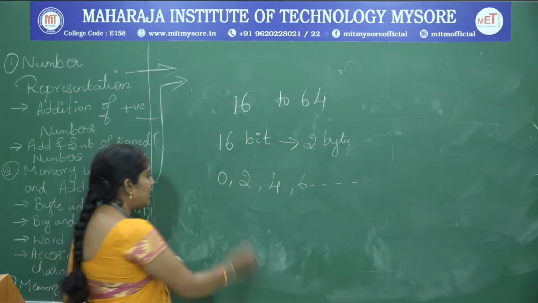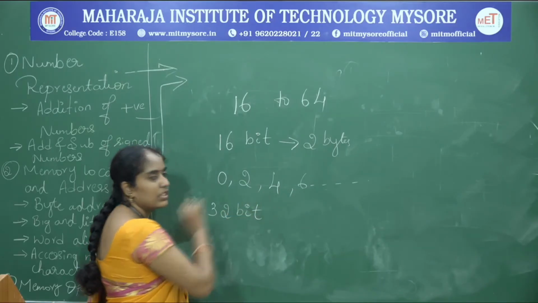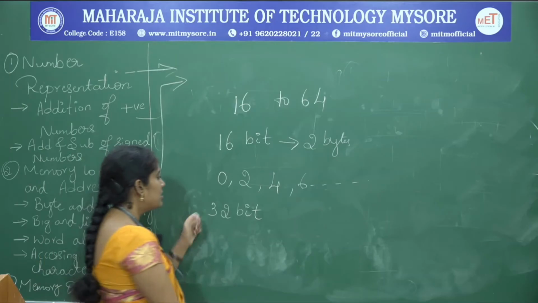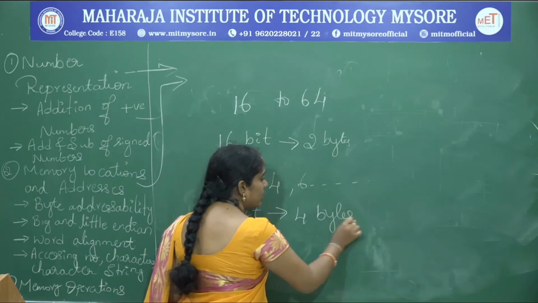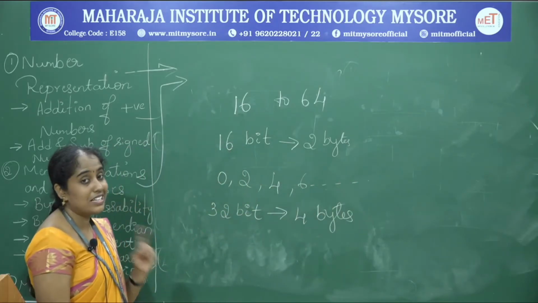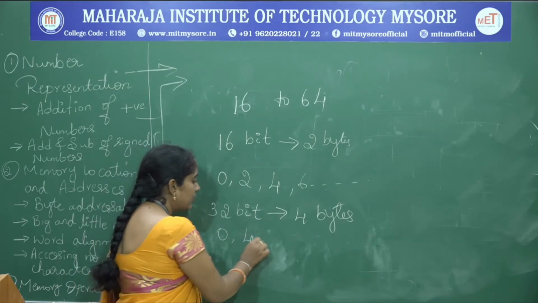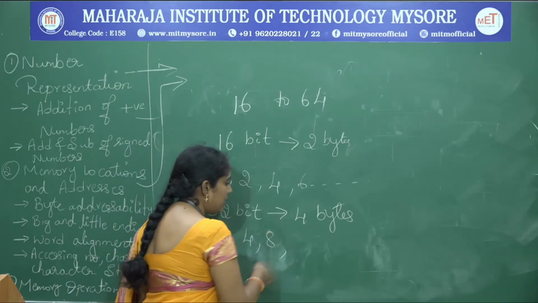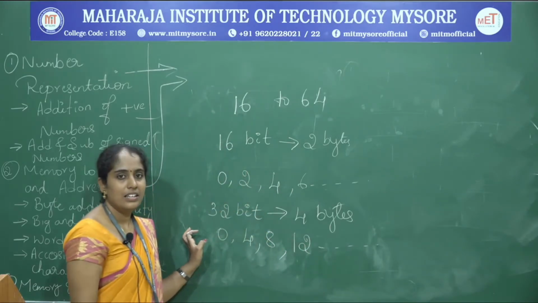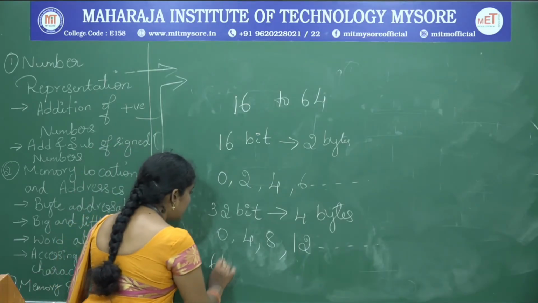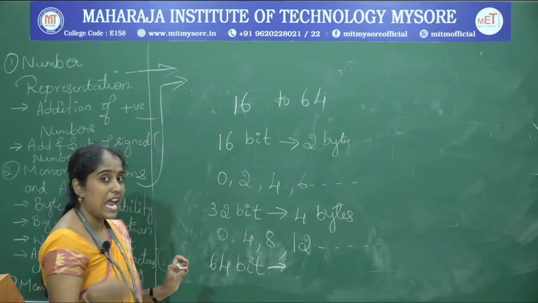If the word length is 32 bit, in this case, 32 bits means 4 bytes. The word address is aligned, right? So for that it is 0, 4, so 4 plus 4 is 8, 8 plus 4 is 12 and so on, right? So the next is, if the word length is 64 bit, it is nothing but 8 bytes.